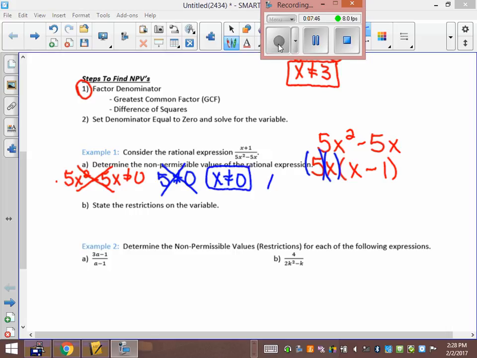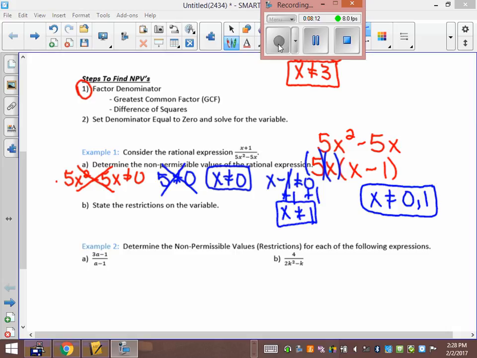X minus 1 can't equal 0. Add 1 to both sides because we're just trying to solve for x, right? And right now we're subtracting 1, so we have to add 1 to get to the other side. And we get x can't equal 1. And then we state our non-permissible values. X can't equal 0, 1. You can put them together.